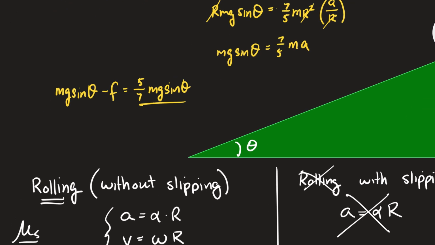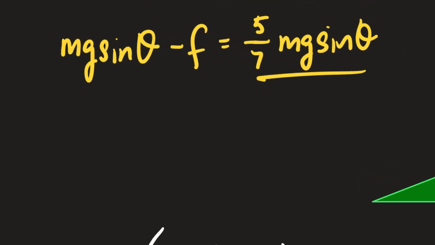Now, this part's not too crazy. We just want to solve this for friction. So I'm going to just do a little bit of algebra, subtract this from both sides, noting it's less than 1, and get 2/7 mg sine theta, and then move friction to the other side.